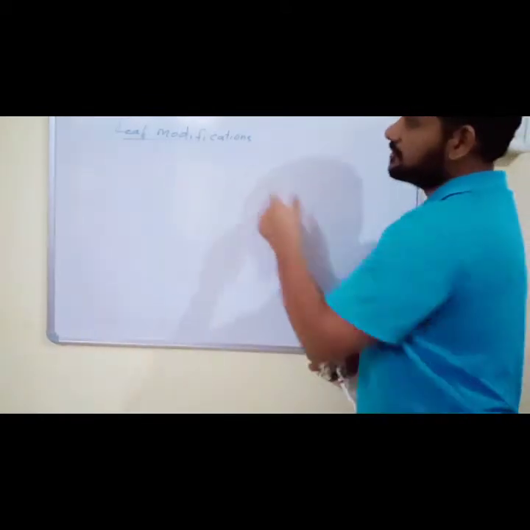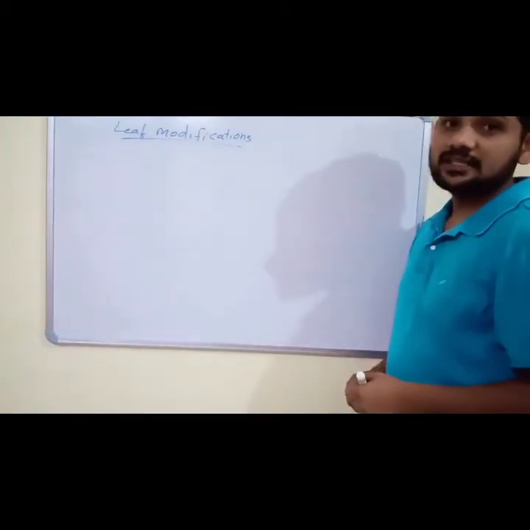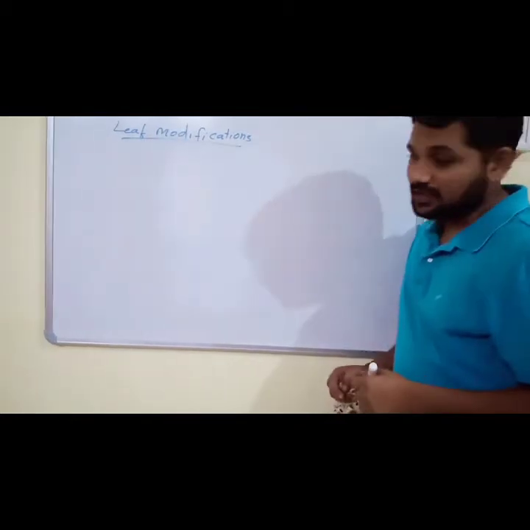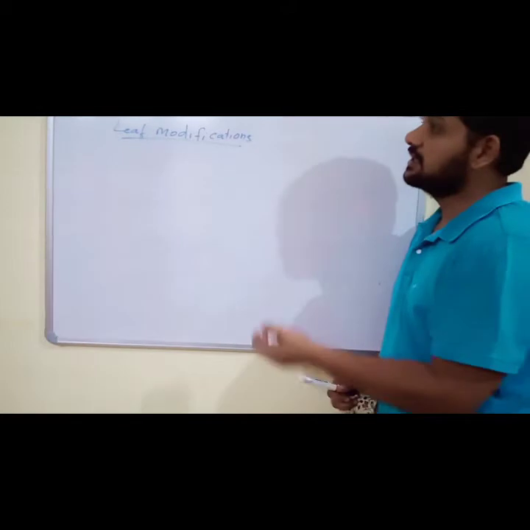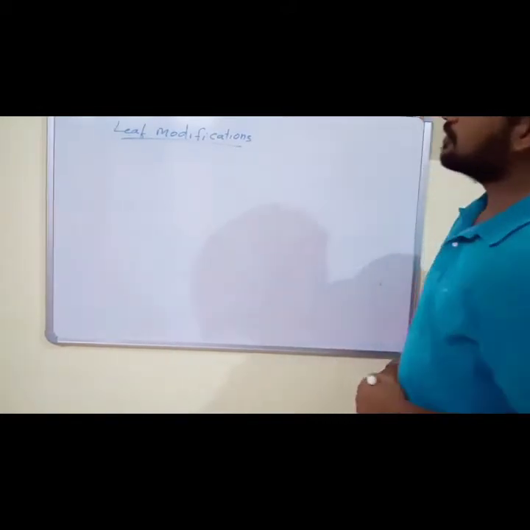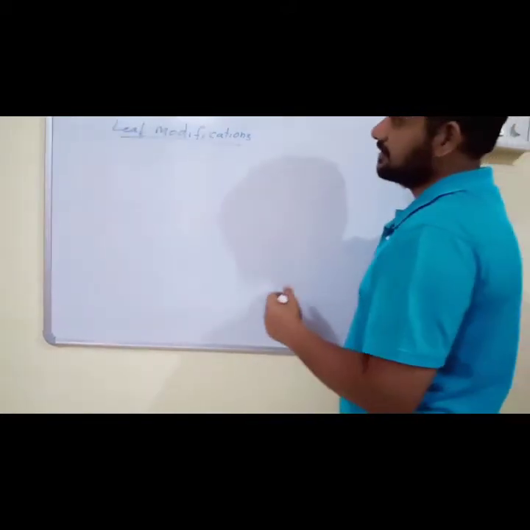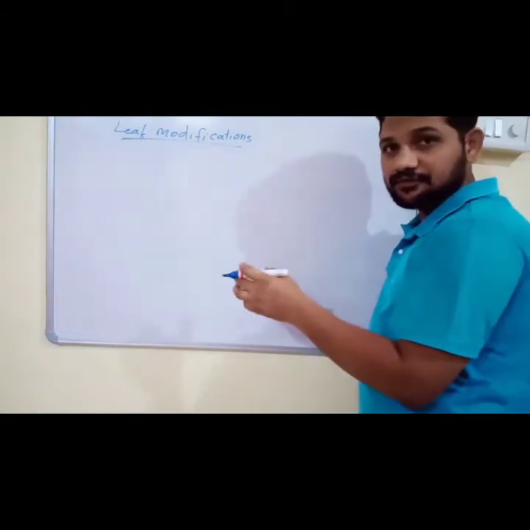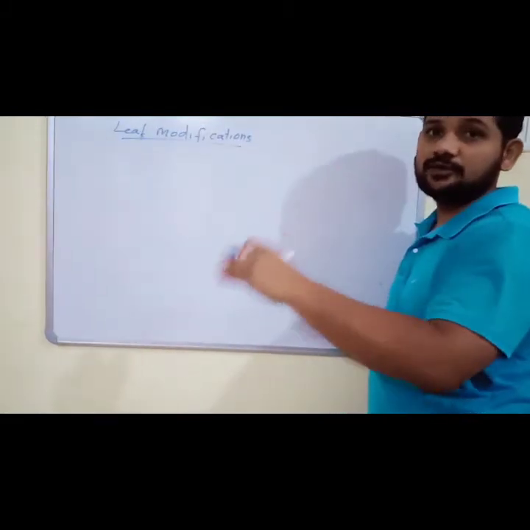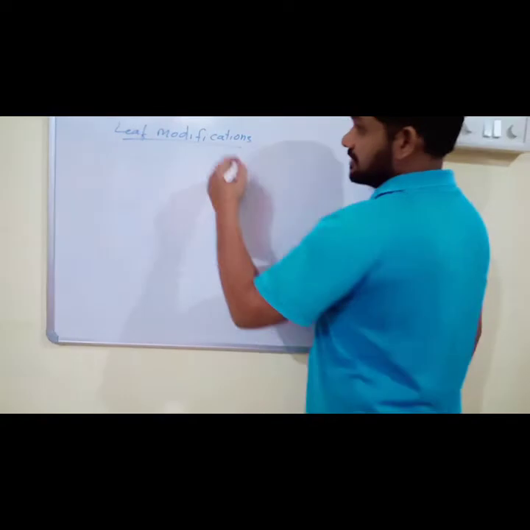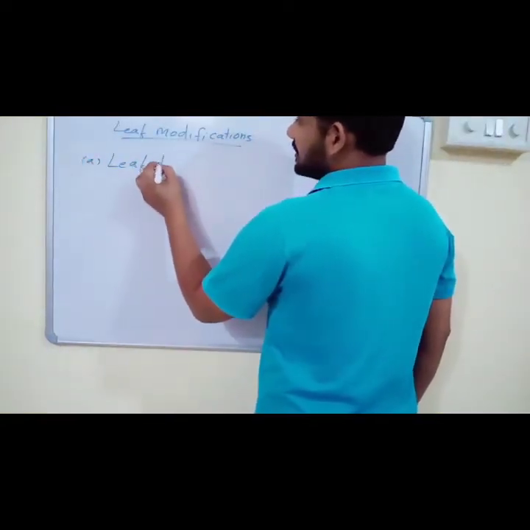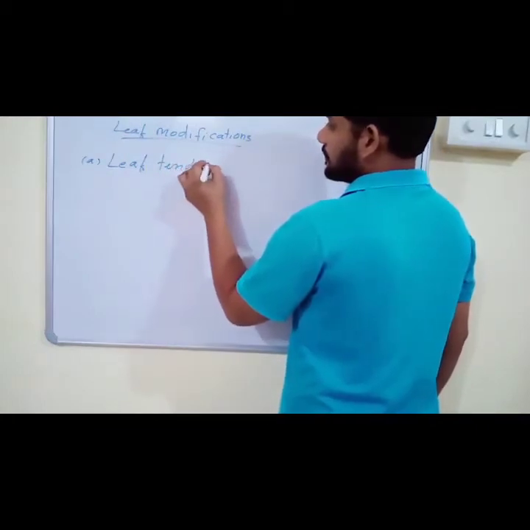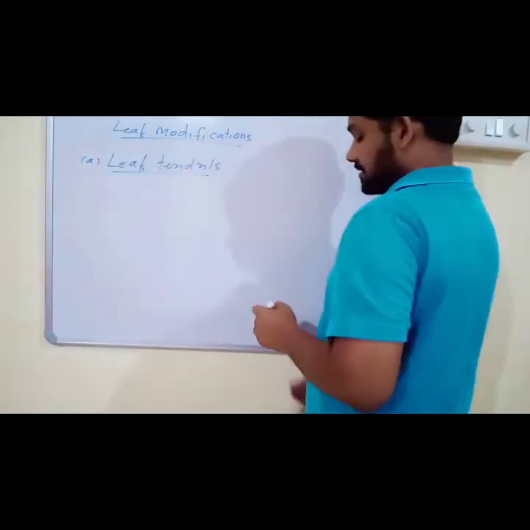So what is leaf modification? The permanent changes occurred in the morphology of leaf to perform various new functions, or to adapt to changes in environment. And leaf modifications are of different types. In these modifications, the entire leaf or any part of the leaf is modified to perform various new functions. There are various types. The first one is leaf tendrils.